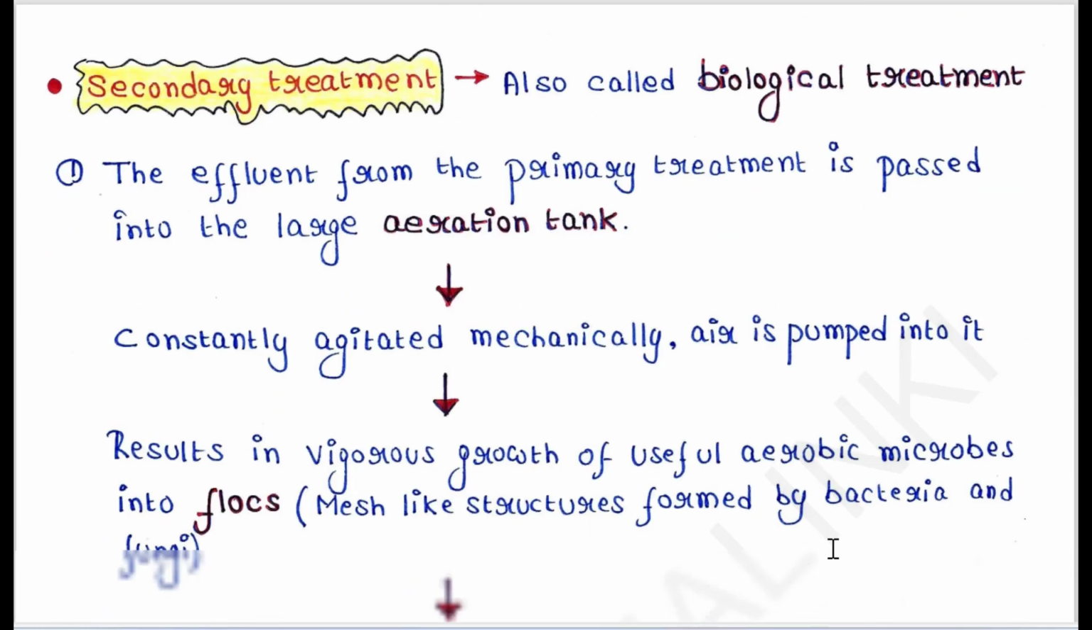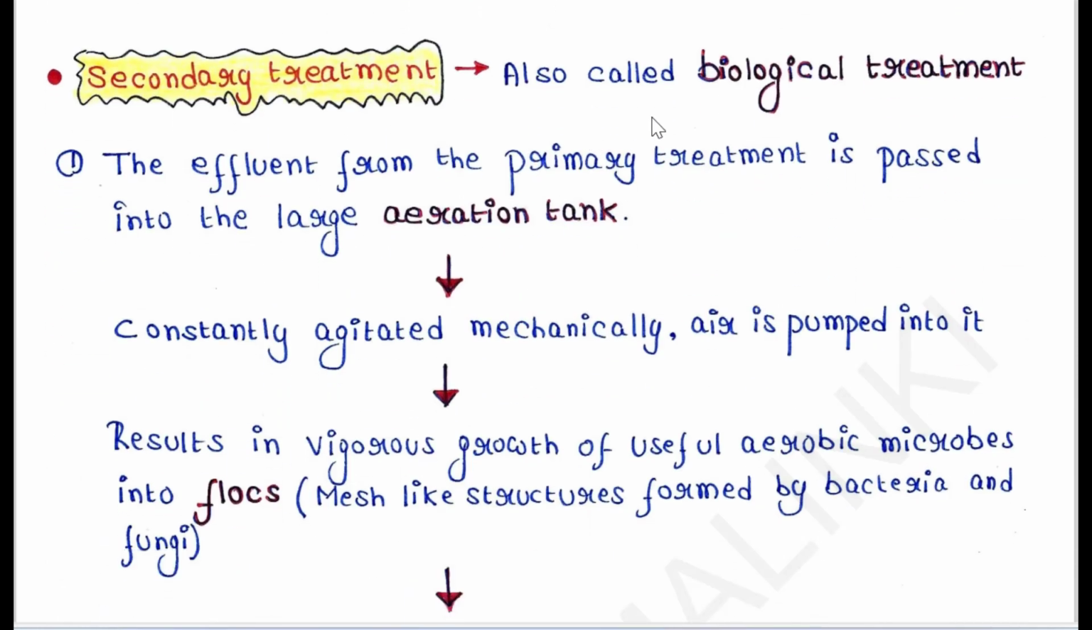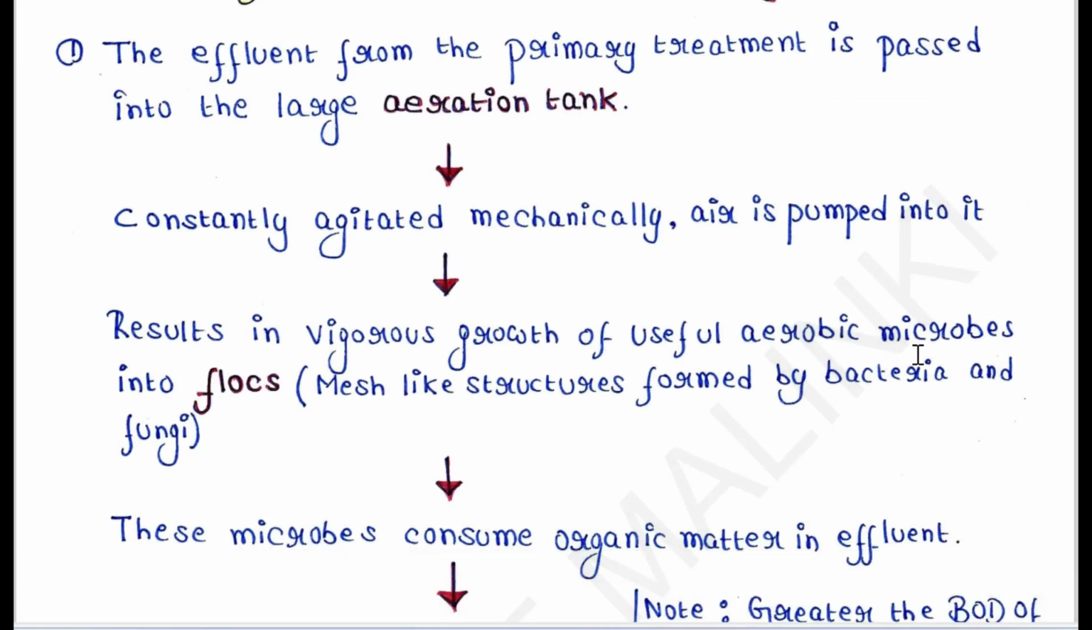Next, we will talk about the secondary treatment. It is also called biological treatment. The effluent from the primary treatment is passed into a large aeration tank. In the aeration tank, a small amount of aerobic microbes such as bacteria and fungi are added already. Then, the tank is constantly agitated mechanically and air is pumped into it. It results in vigorous growth of useful aerobic microbes into flocs.